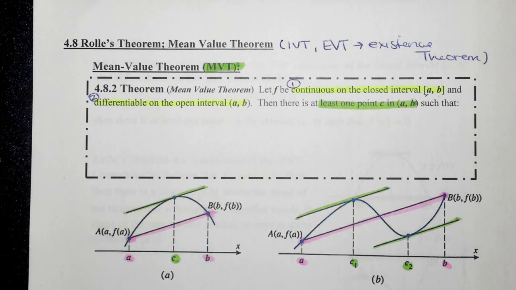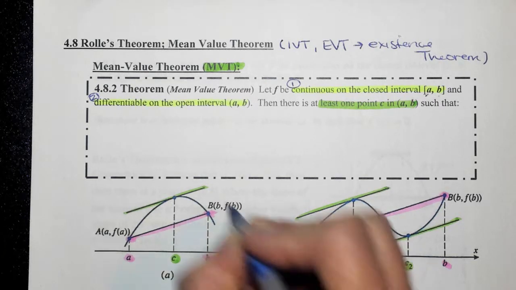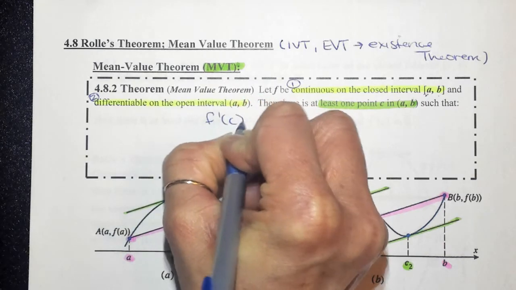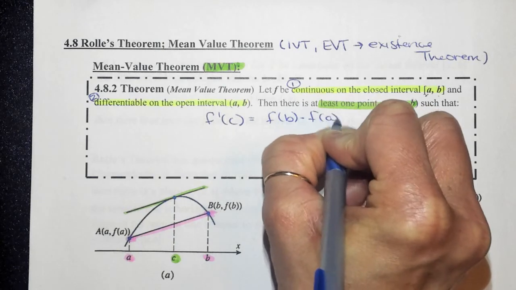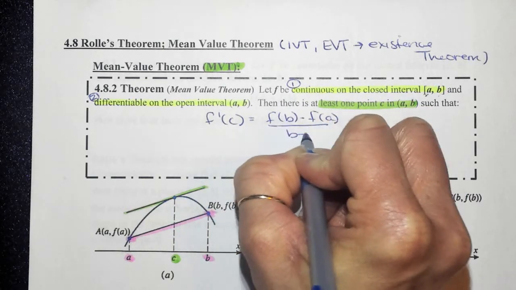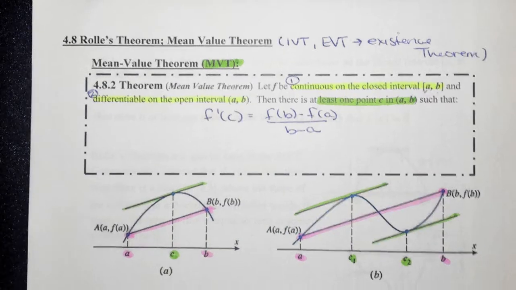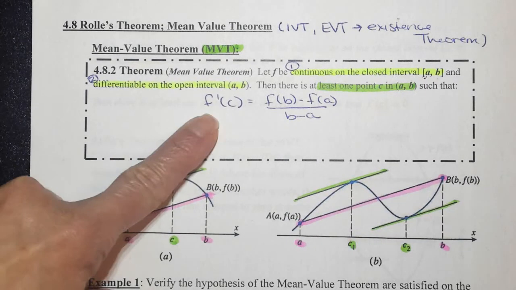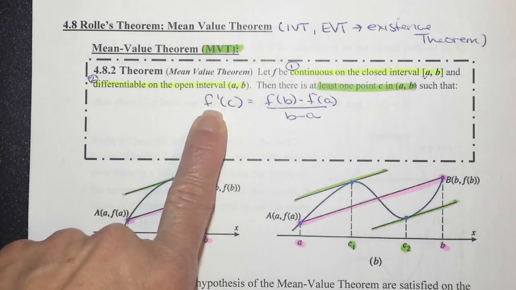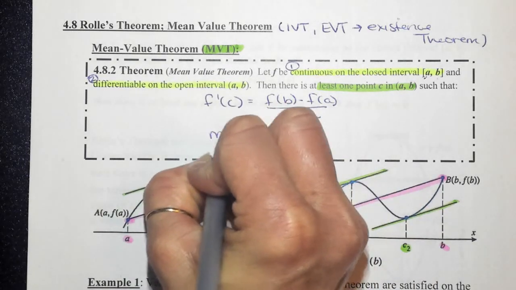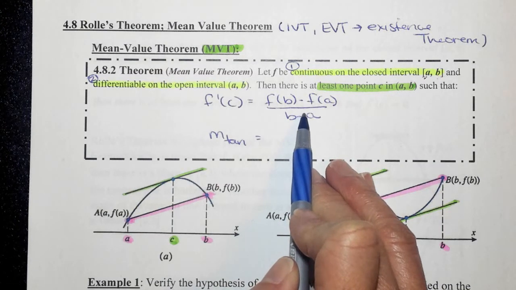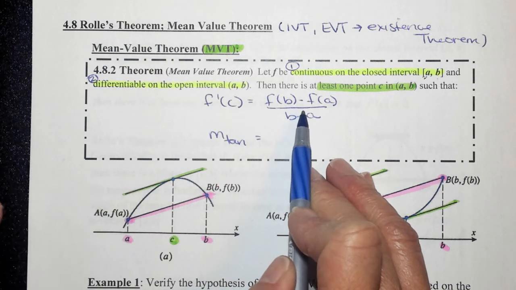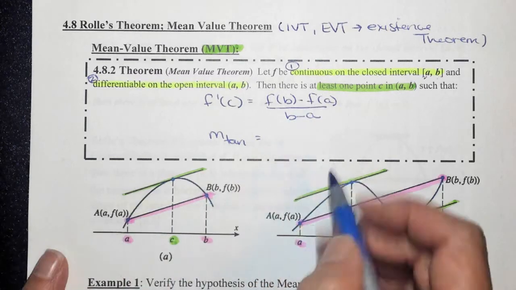Then what we're saying is there is at least one point c on the open interval from a to b such that f prime of c is equal to f of b minus f of a over b minus a. Okay, so all of this notation should look familiar to you, because really what this is, the derivative, which is the slope of the tangent line, needs to be equal to, this is finding the slope, okay? So this is the slope of the secant line.